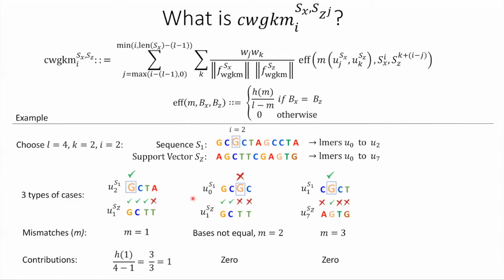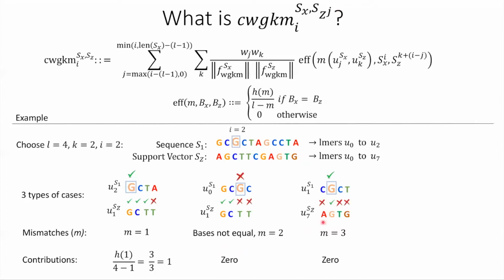Now consider the second case, where we look at Elmer U0 of S1 and Elmer U1 of SZ. Here the number of mismatches is 2. So it should have a contribution of h(2), or 2 choose 2, which is 1. But this contribution cannot be attributed at all to the position of interest, since the position of interest has a G, and it is not one of the matching positions. So the net attribution to the position of interest is simply 0.